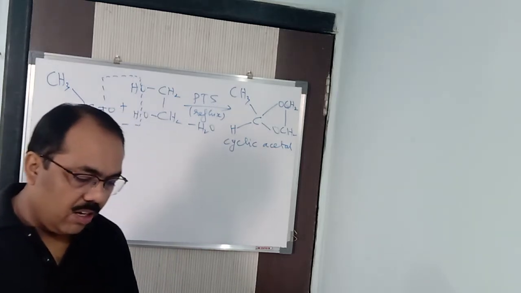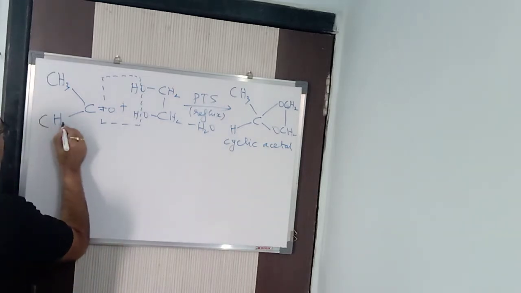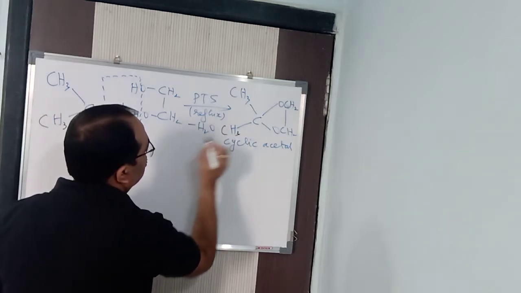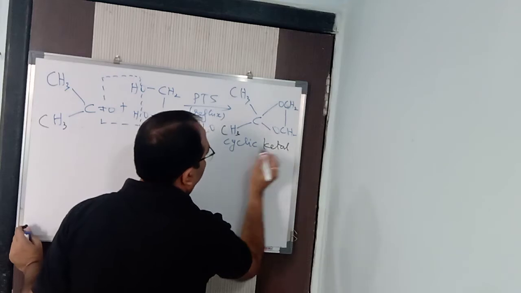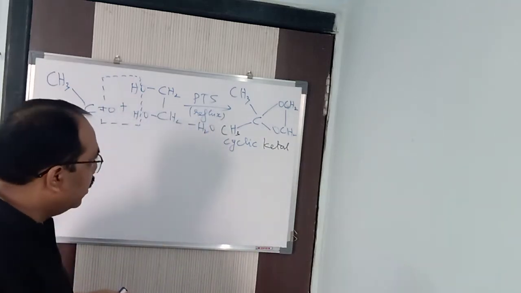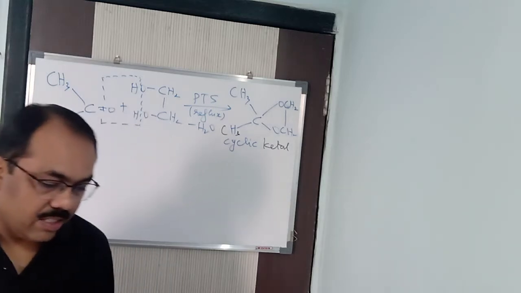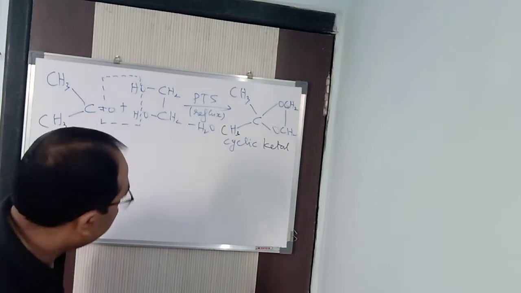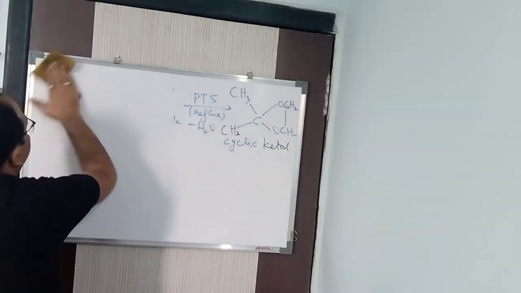Now, if instead of acetaldehyde we are taking acetone, very simple. CH3 here, got it? Here the CH3 group, here also a CH3 group. Then what is this known as? Cyclic ketal. With acetaldehyde it is called a cyclic acetal. With ketones, with acetone, it is known as a cyclic ketal.